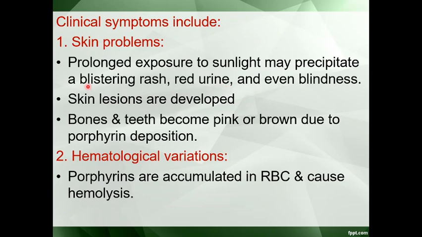Clinical symptoms: skin problems. Prolonged exposure to sunlight may precipitate a blistering rash, with blisters and burning, red urine formation, and even blindness. Skin lesions develop. Bones and teeth become pink and brown due to porphyrin deposition. Hematological variations: porphyrins accumulate in the RBC and cause hemolysis.